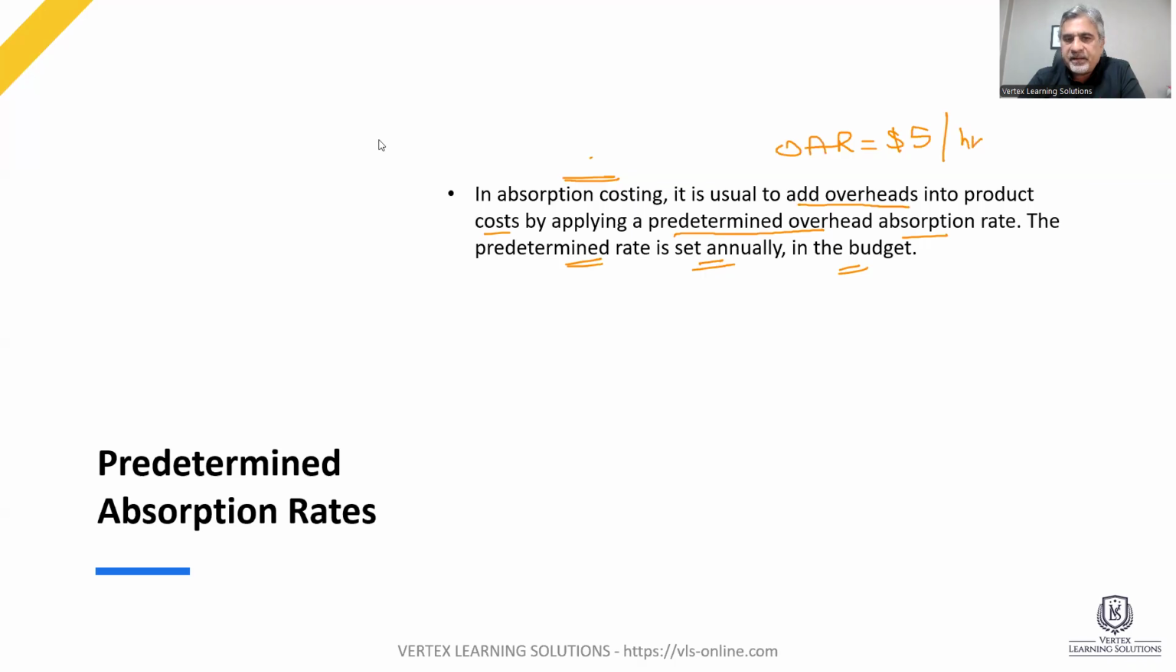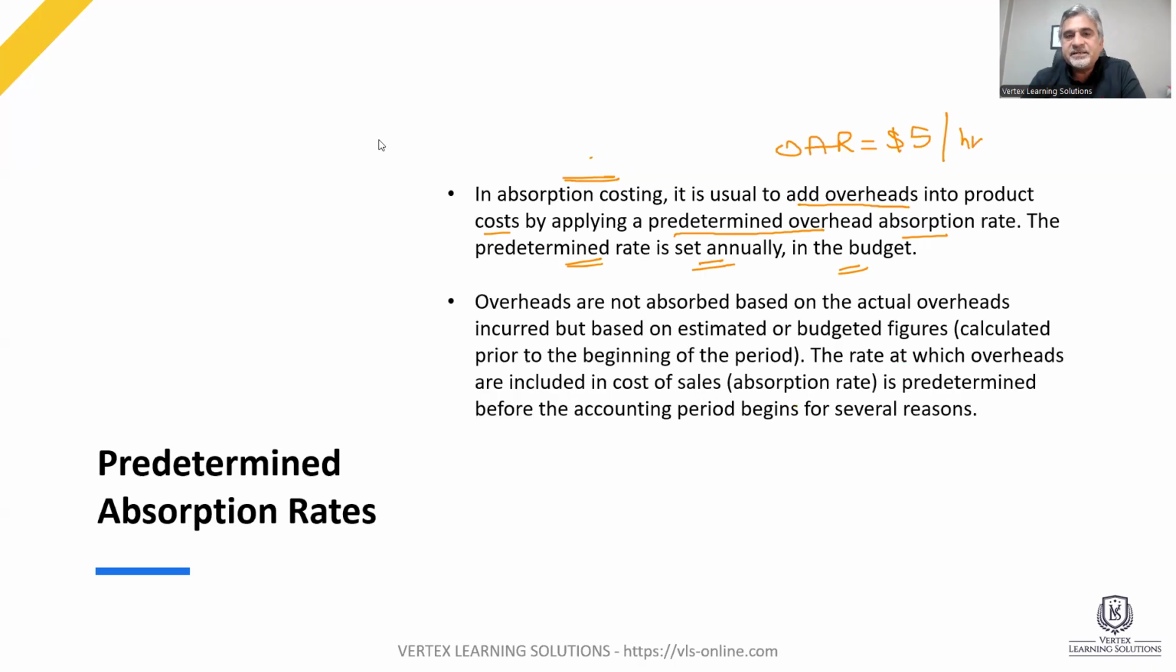So this paragraph we understood. Then it says that overheads are not absorbed based on the actual overheads. They are not absorbed based on actual, but they are estimated. These are estimated overheads. They are not actual numbers, because actual numbers you might know at the end of the year, because they're just a budgeted figure. $5,000 was my budget. It was my estimate. 1,000 hours was my estimate.